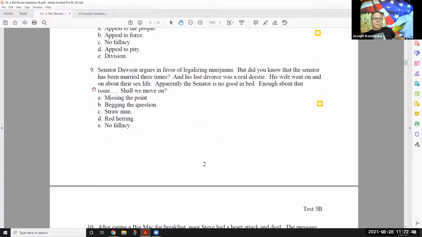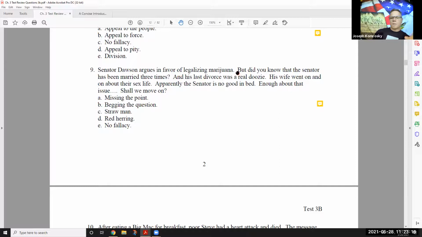Number 9: Senator Dawson argues in favor of legalizing marijuana, but did you know that the senator has been married 3 times? And his last divorce was a real doozy. His wife went on and on about their sex life. Apparently the senator is no good in bed. Enough about that issue. Shall we move on? So what's the claim being made? Dawson arguing in favor of legalizing marijuana, right?